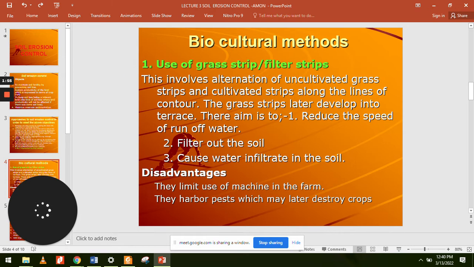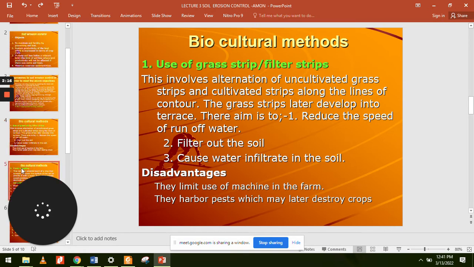This is where you leave and cultivate land that is covered with grass between cultivated strips of land in lines. They help to reduce the speed of runoff, filter out the soil, and cause water to infiltrate the soil. The disadvantages: they limit the use of machines, and they harbor pests which may destroy crops.